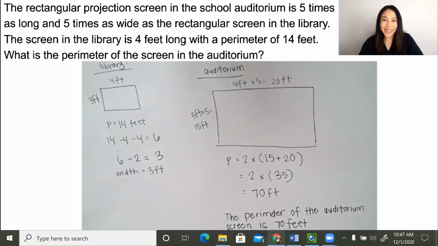Welcome back. Go ahead and take a moment now to compare your work with mine. Here in my work, you can see that I first added the length and the width, and then I multiplied times 2. So the perimeter of the auditorium screen is 70 feet.